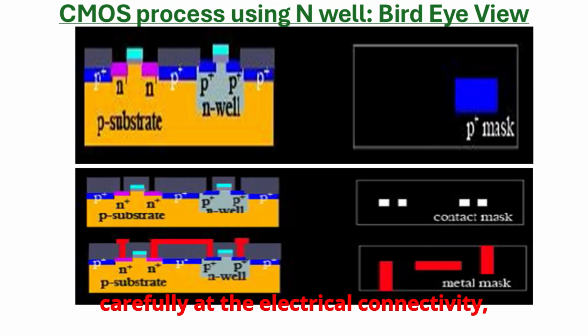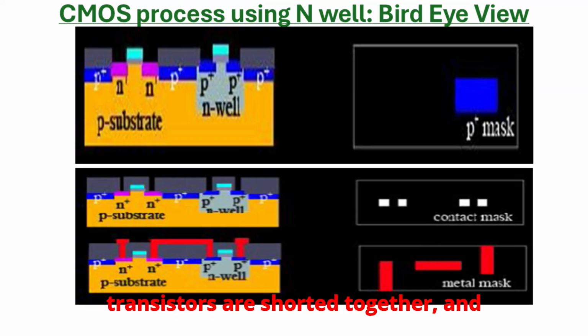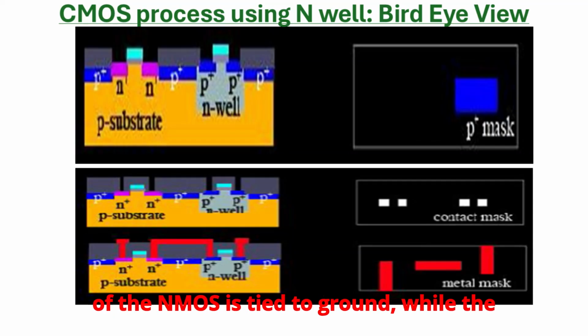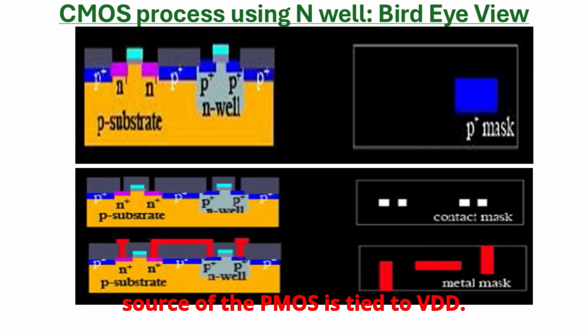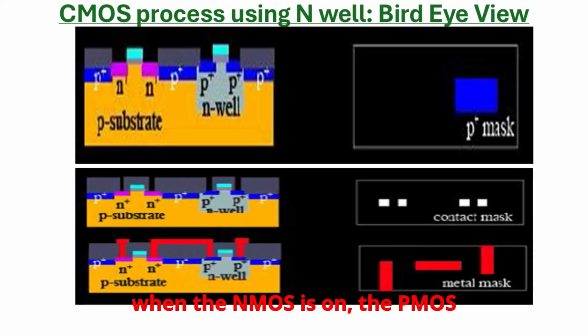Now, if you look carefully at the electrical connectivity, you'll see how the inverter is implemented. The drains of both transistors are shorted together, and this common connection serves as the output node of the inverter. The source of the NMOS is tied to ground, while the source of the PMOS is tied to VDD. The gates of both devices are connected together as the input terminal. This complementary arrangement ensures that when the NMOS is on, the PMOS is off, and vice versa, giving the correct inverter transfer characteristic.